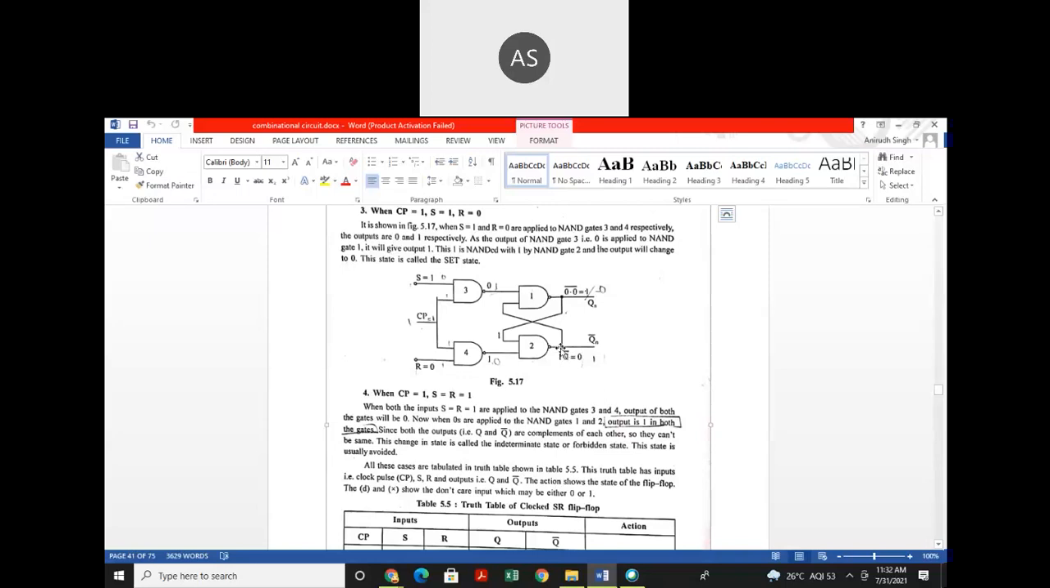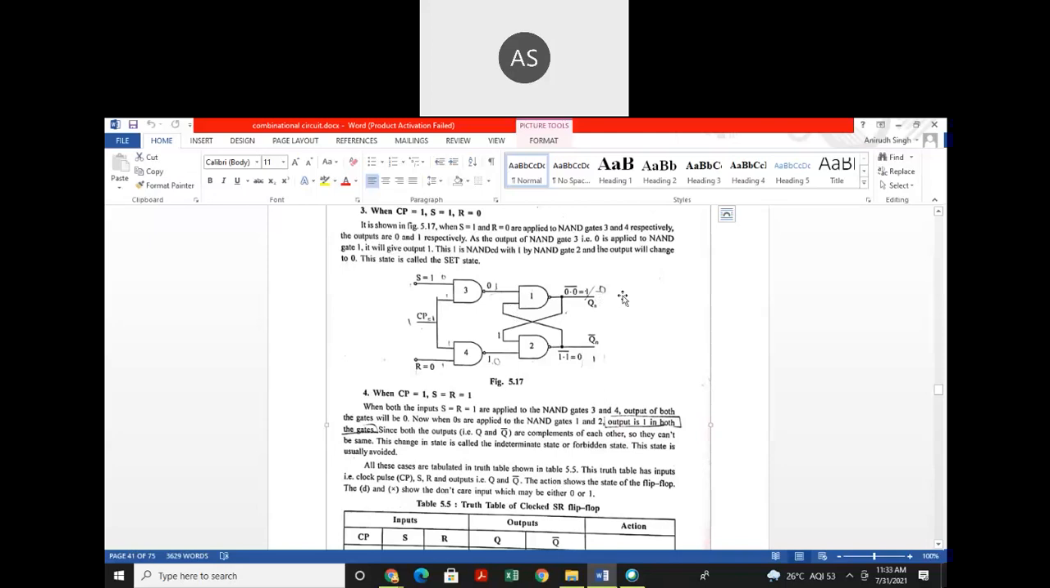This will give 1, and this 1 and 0 will also give 1. And if this is 1, then this 1 and 1 will give 0. So previous state is 0 and in this case next state is 1.